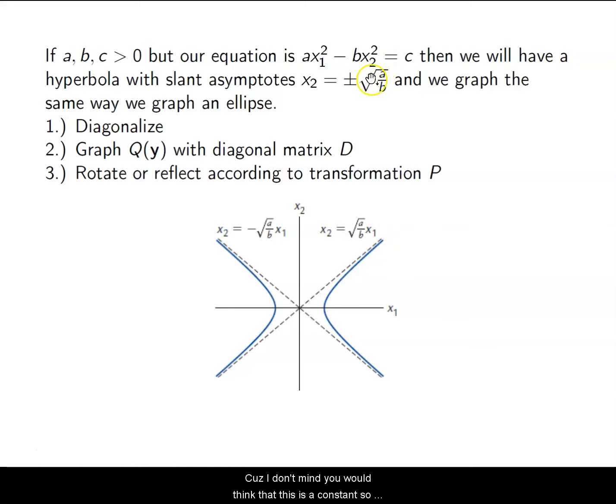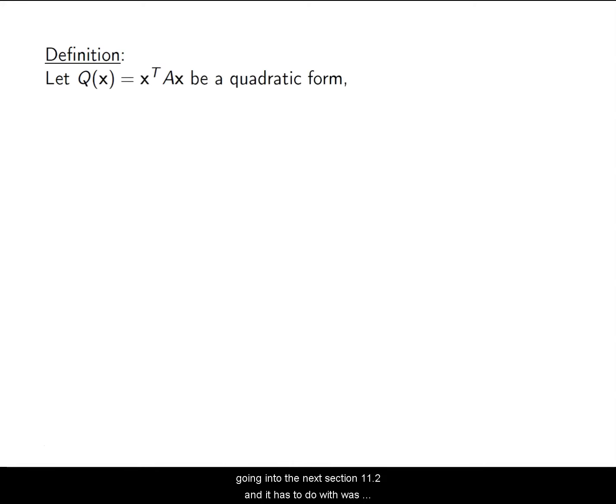Because otherwise you would think that this is a constant, so it's times that variable, which is why it's a line, okay? And that's the way that it works. So let's go over a definition, which is going to help us a lot going into the next section, 11.2.